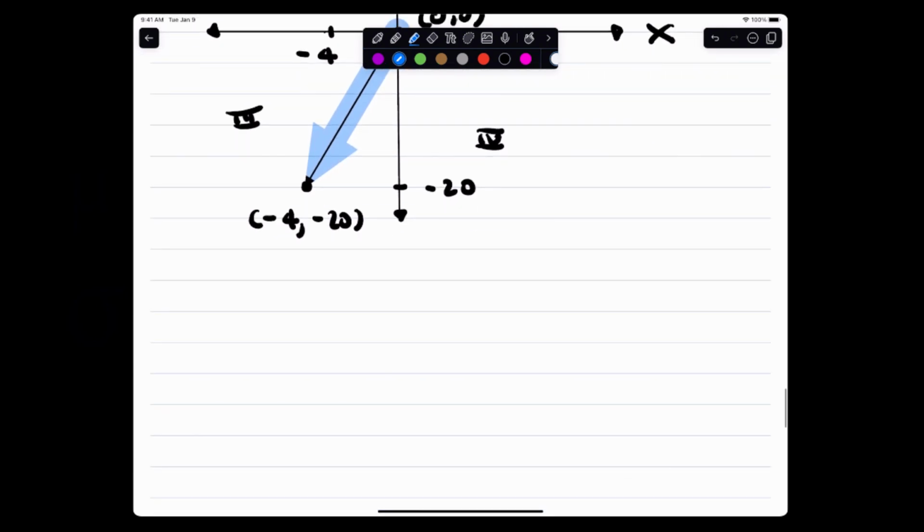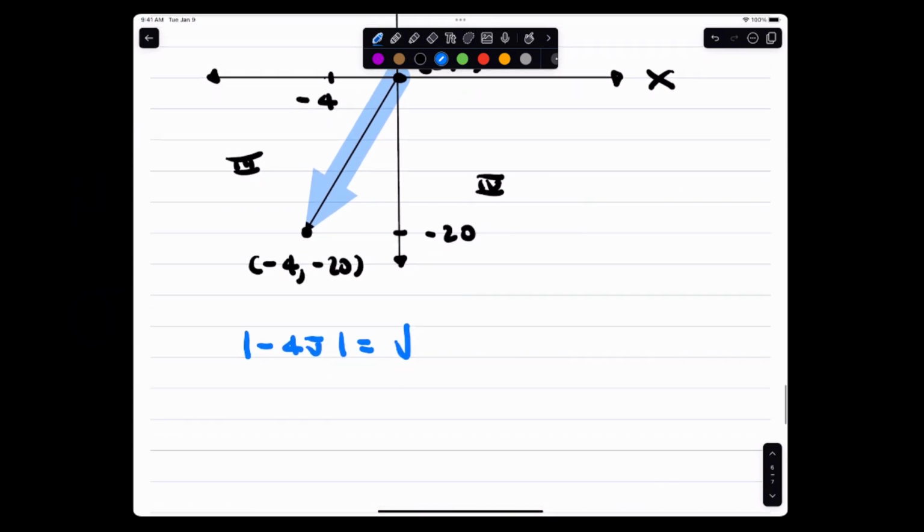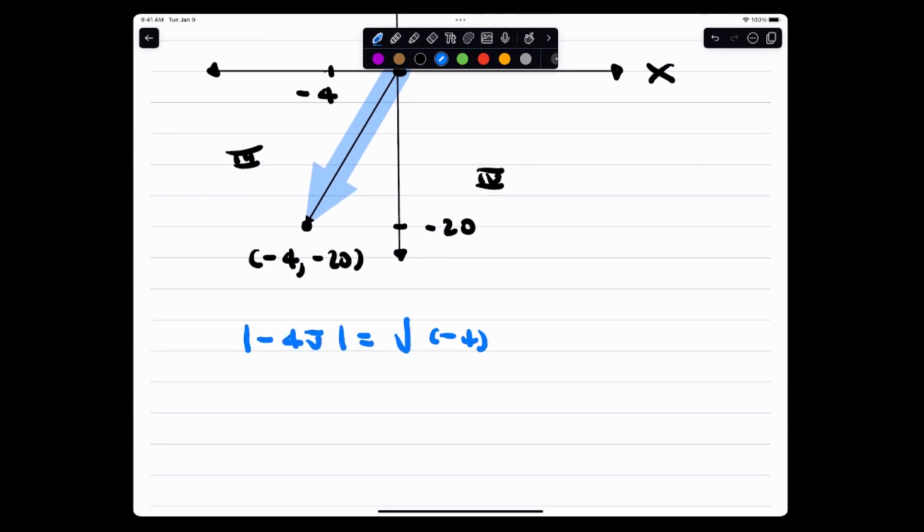Let's get the length of that vector. You say, how do I get the length of a vector? I'm going to put my notation. Square root of, what are the components? Negative 4 and negative 20. So I take the negative 4 and square it, add the negative 20 and square it.